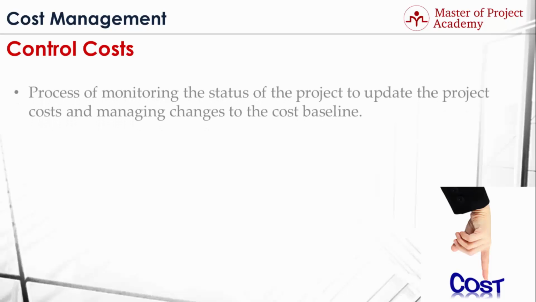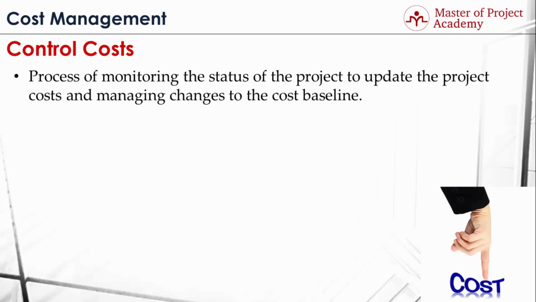Control costs is the process of monitoring the status of the project to update the project costs and managing changes to the cost baseline. After the determine project budget process, you will have a cost baseline, and this will show the total amount of money you'll be spending to complete the project. During the project, you'll be spending money for the materials that will be purchased, costs of employees, equipment that will be used, etc. While you are spending money, you need to monitor progressively that you'll be able to complete the project with the determined project budget, and this is done in the control costs process.